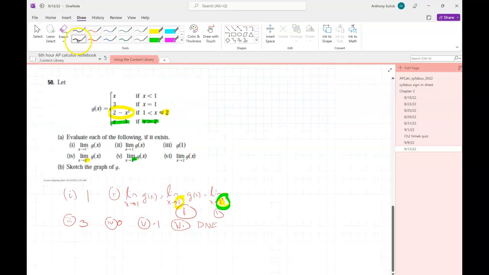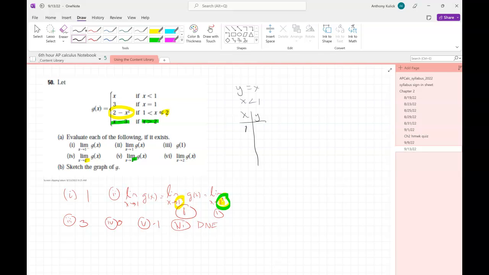Now to sketch a graph of this, I'm going to make an XY table for each of the parts. If I look at that first part, that's just a linear function. So I just need 2 values of x from the domain. One value of x should always be the end of the interval, or the end of the domain. So I'm going to use 1. And the other could be anything less than 1, so I'll just use 0.